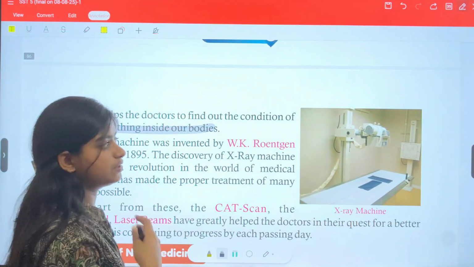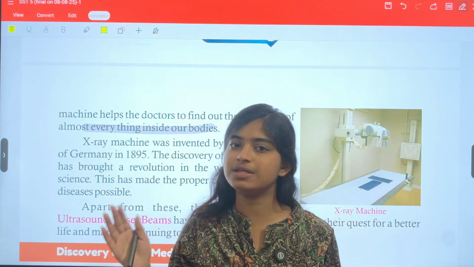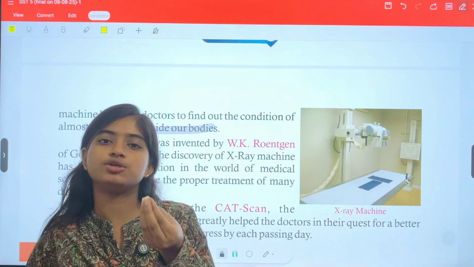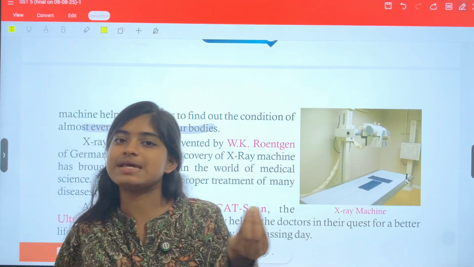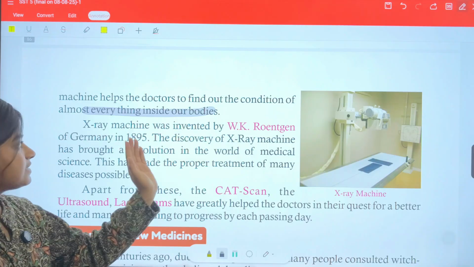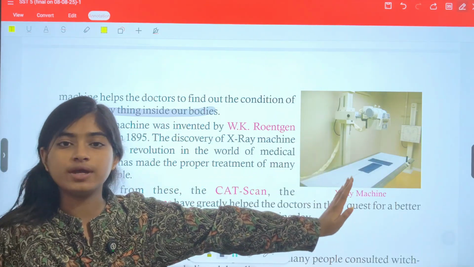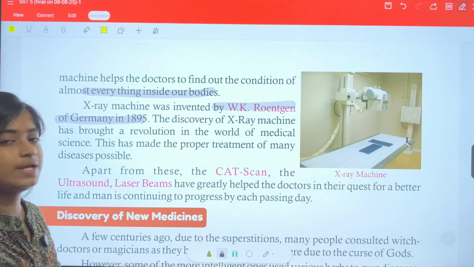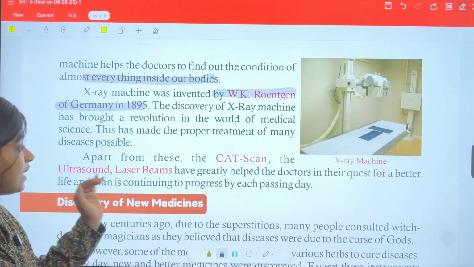When any person suffers a fracture or bone injury, X-ray machines are usually used in such cases, so that a doctor is able to see each and every part of the bones, and where exactly the injured person has the injury. The X-ray machine was invented by W.K. Roentgen. He was from Germany and he invented it in 1895.